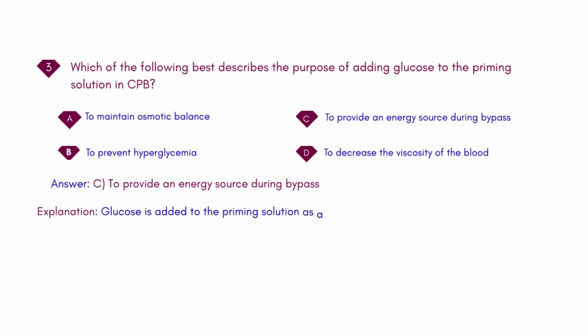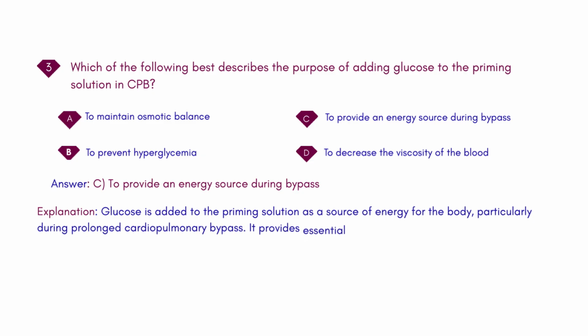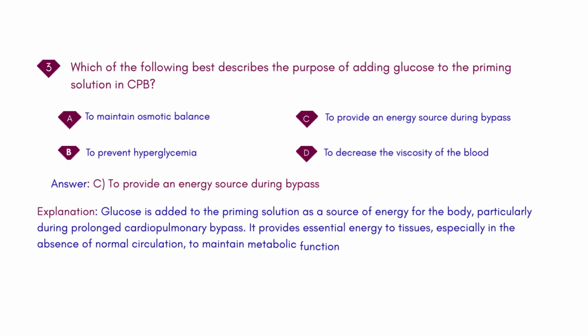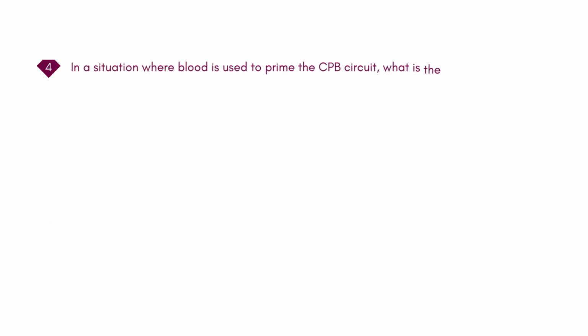Explanation: Glucose is added to the priming solution as a source of energy for the body, particularly during prolonged cardiopulmonary bypass. It provides essential energy to tissues, especially in the absence of normal circulation, to maintain metabolic function and prevent hypoglycemia during surgery. In a situation where blood is used to prime the CPB circuit, what is the main reason for its inclusion in the solution?